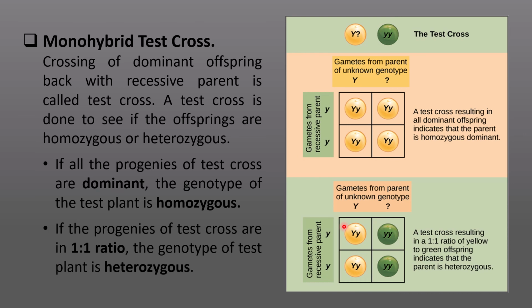So all the progeny of this test cross are in a 1:1 ratio. That is, 50% of them have the dominant character and 50% of them have the recessive character. So the genotype of this test plant is heterozygous. Okay, so this is about the monohybrid test cross.